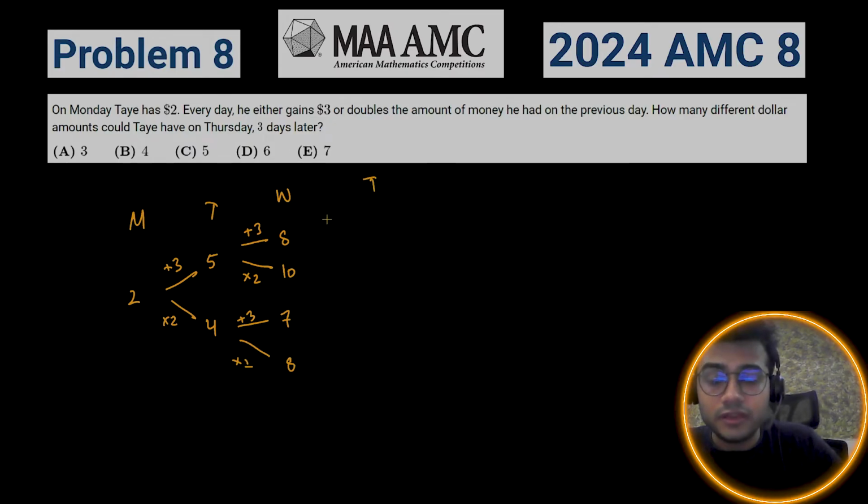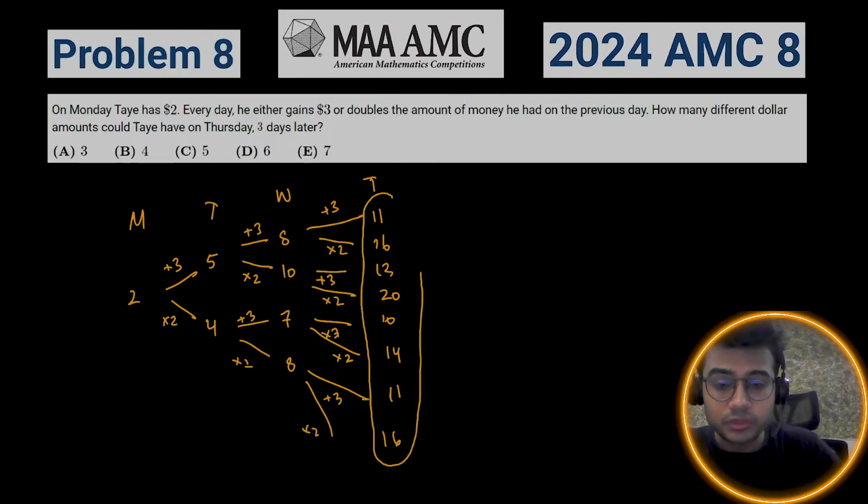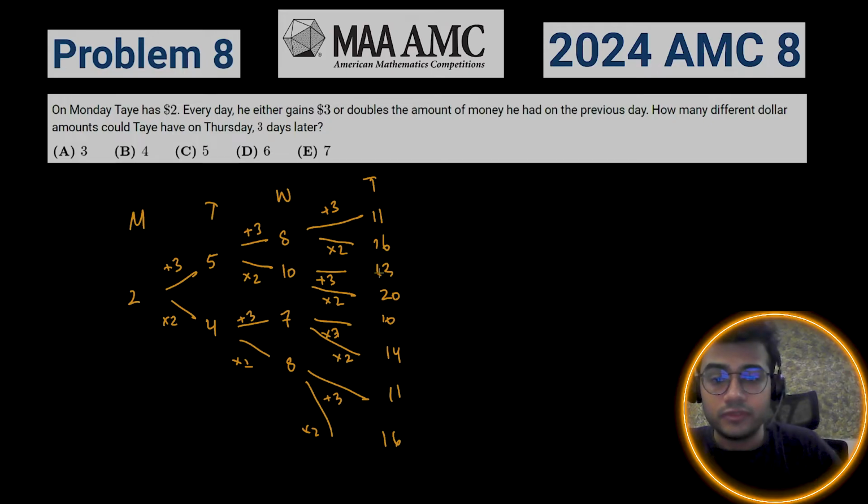Now, on Thursday, the final day, again, each of these will have two possibilities of their own. So either we gain 3, which makes it 11, or it doubles, which makes it 16. 10 also either gains 3 and becomes 13, or doubles and becomes 20. 7 gains 3 and becomes 10, or doubles and becomes 14. And 8 also gains 3 and becomes 11, or doubles and becomes 16. So these are all the possible end results we can have on Thursday, considering everything.